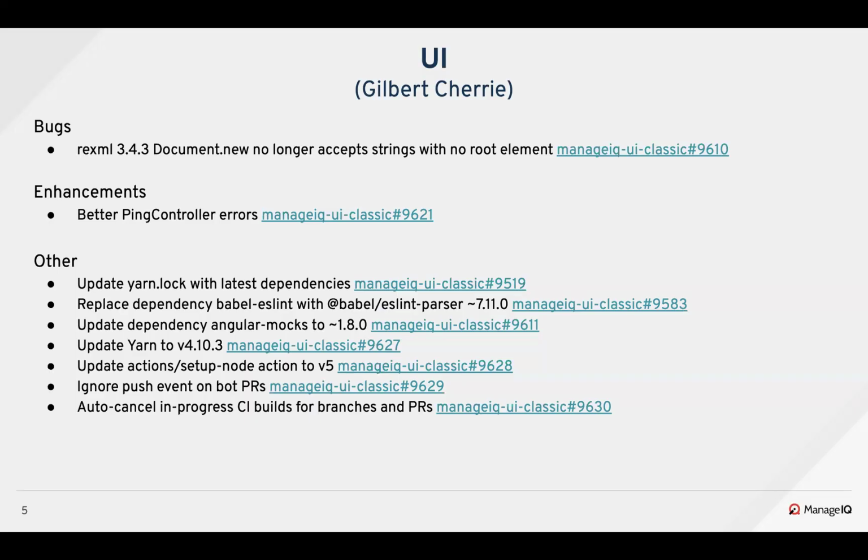The Renovate PR fixed the dependency for Babel ESLint and replaced it with @babel/eslint-parser 7.11. The Renovate PR also updated the dependency for Angular mock to 1.8. We updated yarn to 4.10.3. Renovate updated actions/setup-node to action v5. Jason ignored push events on bot PRs, as well as auto-cancel in-progress CI builds for branches and PRs. Next slide, please.